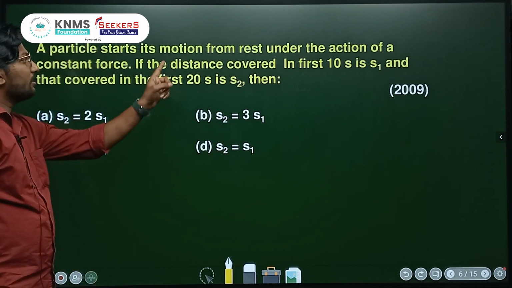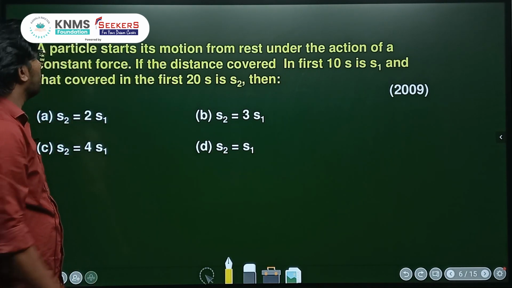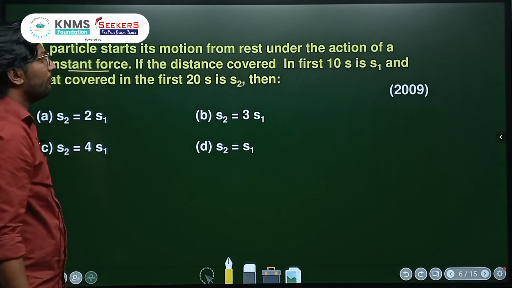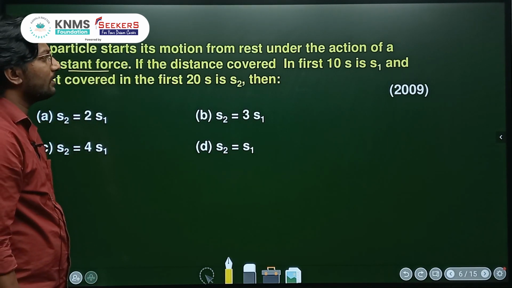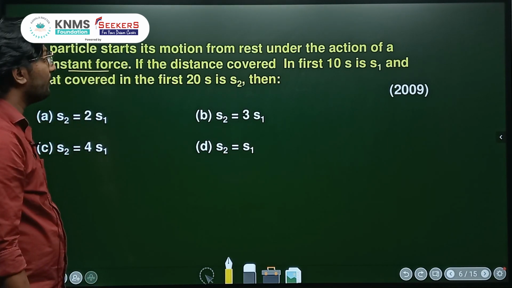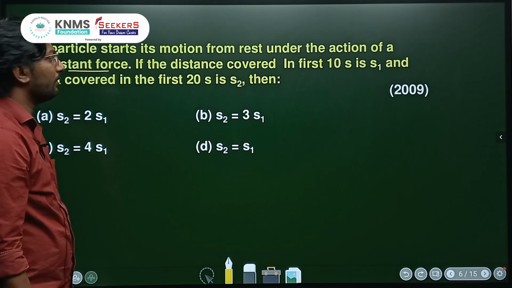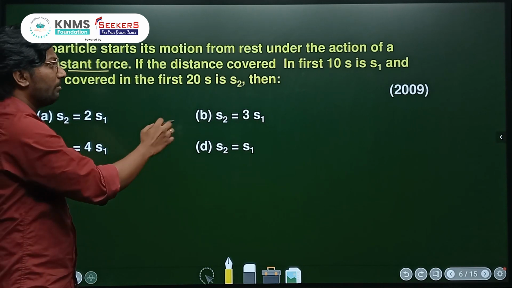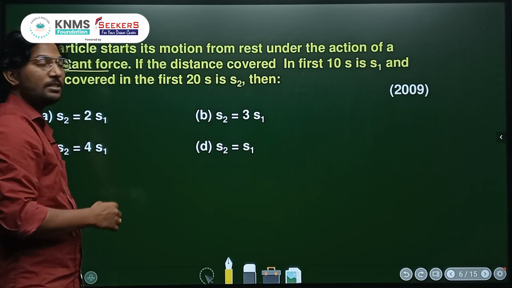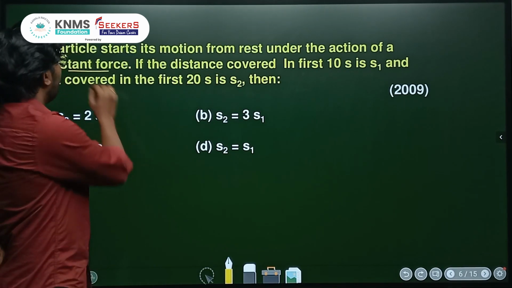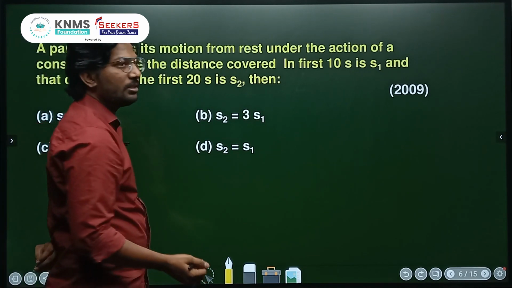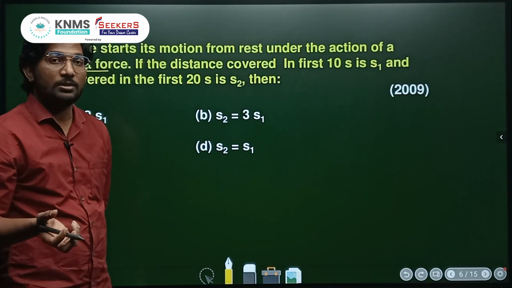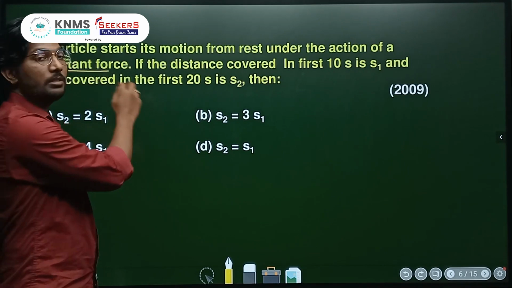A particle starts its motion from rest under the action of constant force. If the distance covered in the first 10 seconds is s1 and that covered in the first 20 seconds is s2, then they are asking us to find the relationship between these distances covered in the first 10 seconds as well as the first 20 seconds. Here they have not directly mentioned that the acceleration is constant, but they have mentioned constant force.